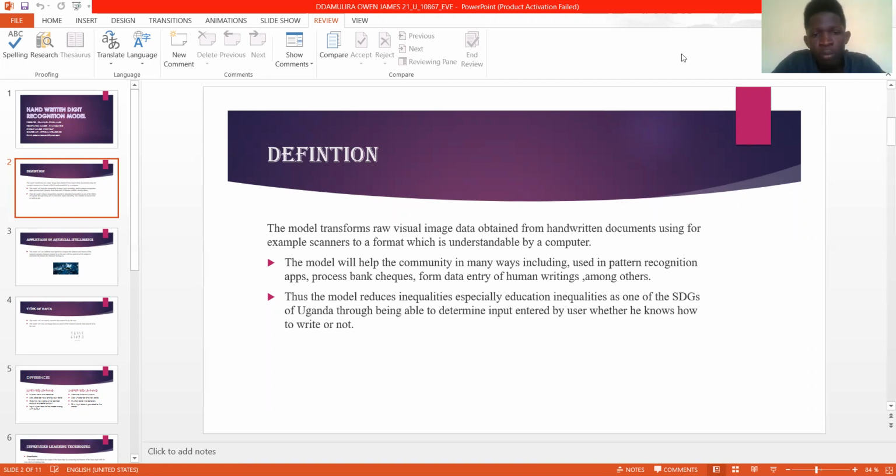That is how my model will be helping the community. If you know about the SDGs in Uganda, you can read about them. Our model will be reducing inequalities. Whether someone knows how to write or doesn't, the computer is still able to determine what the person meant by writing a certain character. Thereby we shall be reducing inequalities, especially education inequalities.